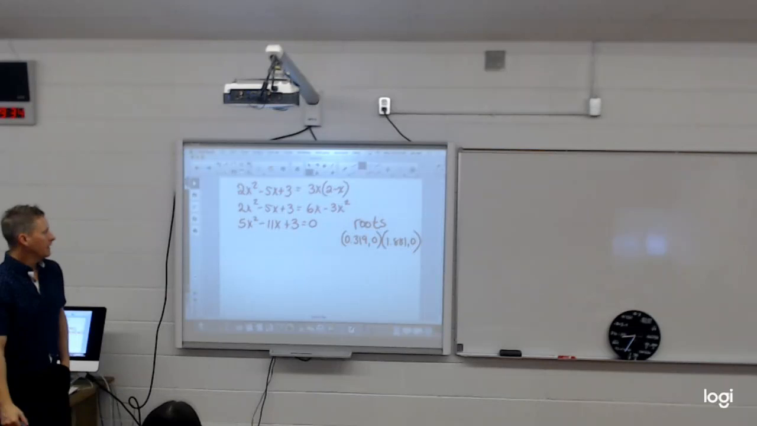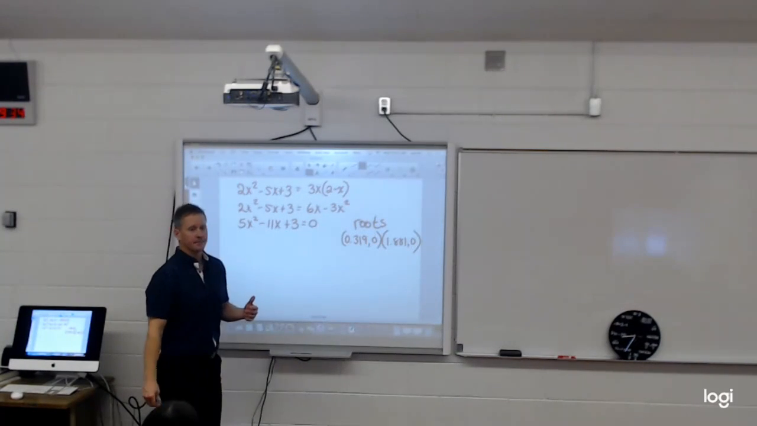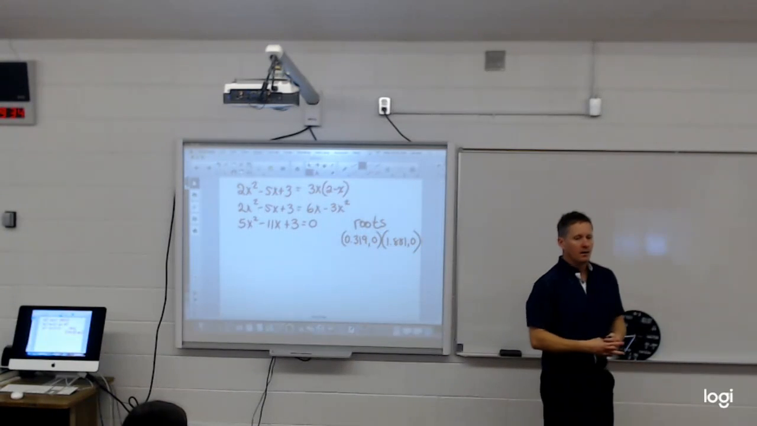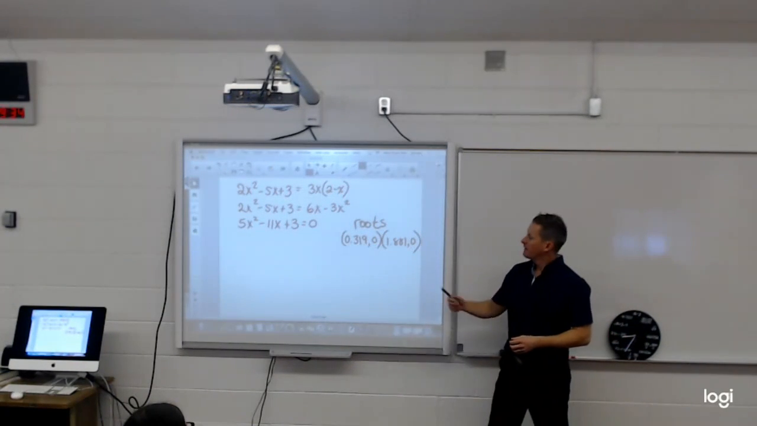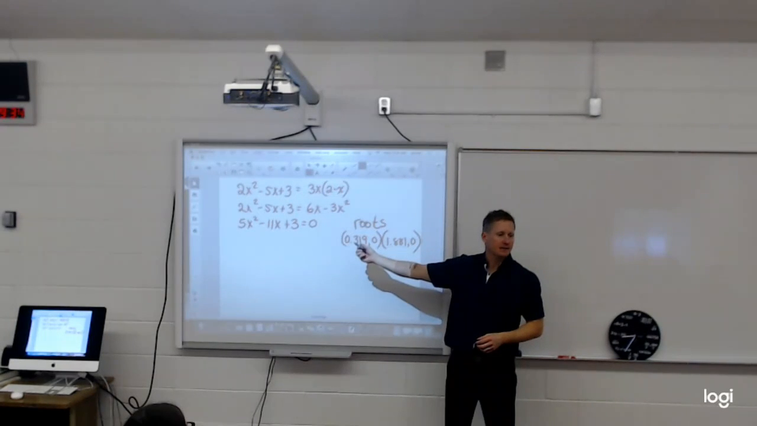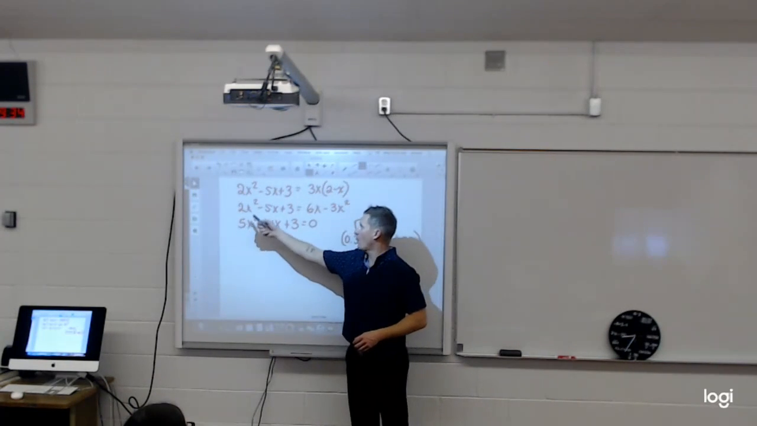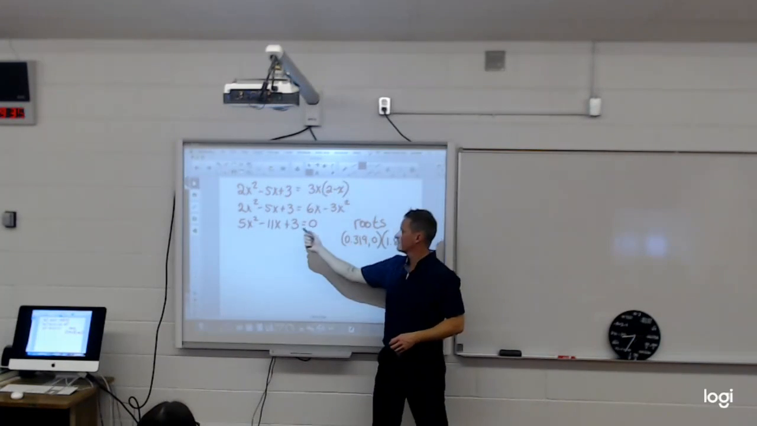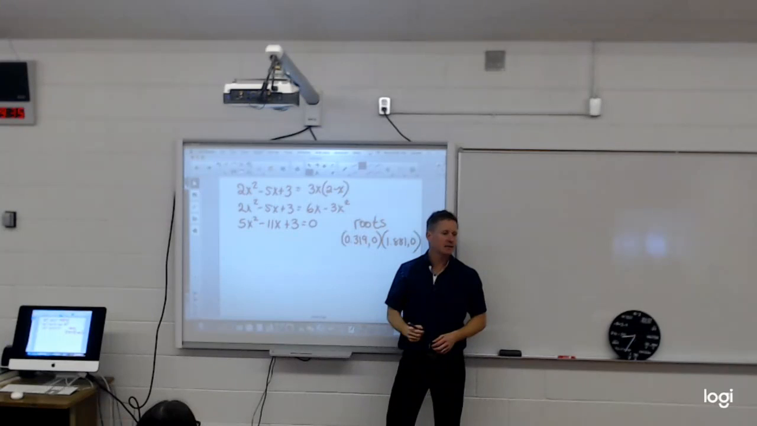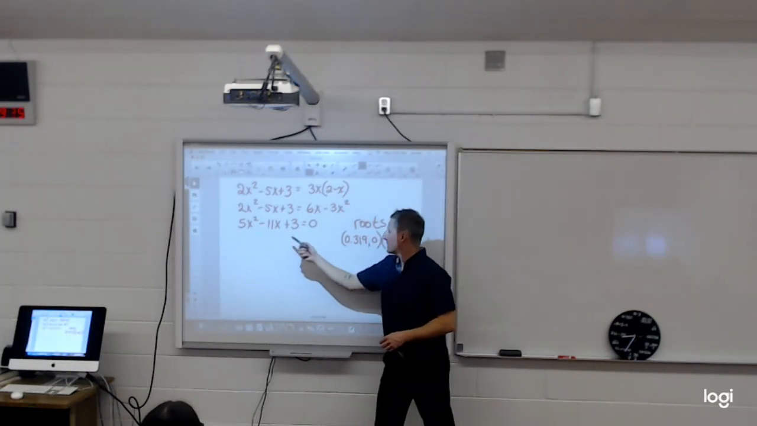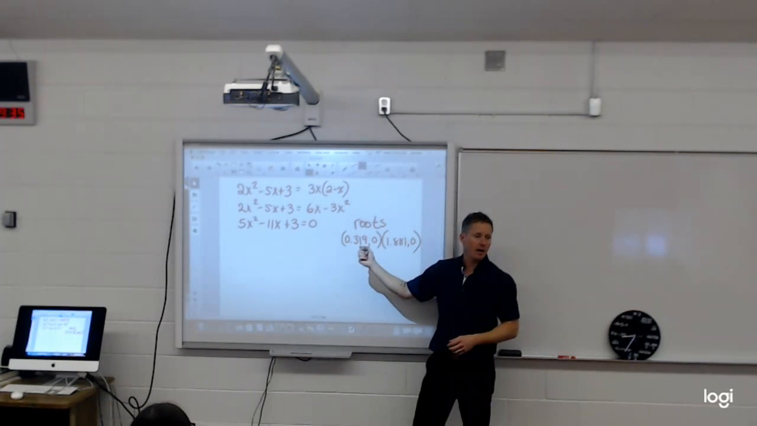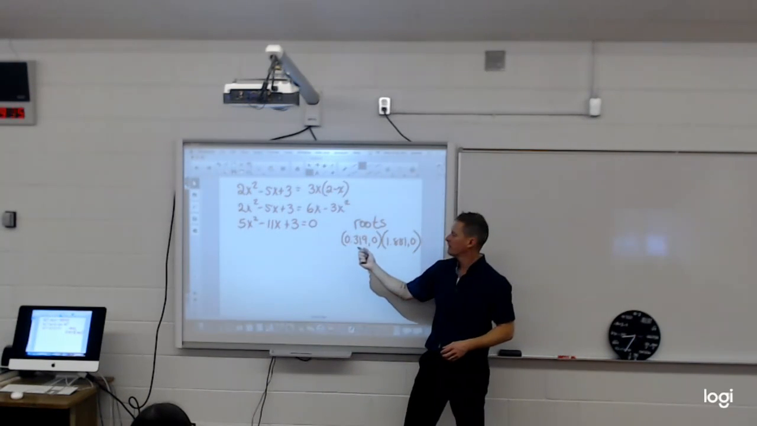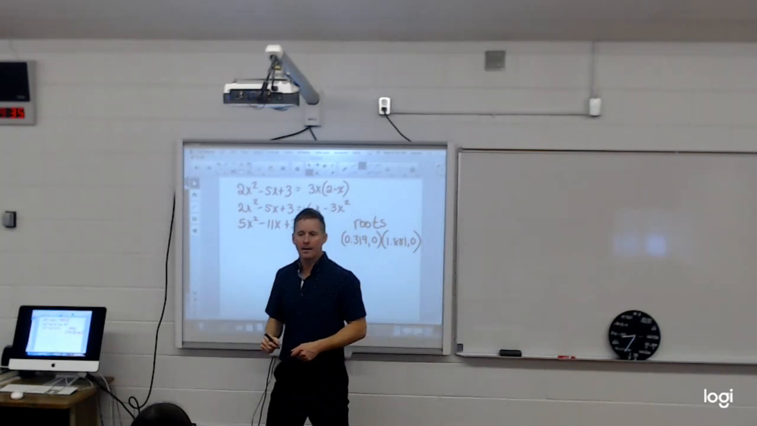I solved it. Now, here's the thing. I want you to pay attention here. What does that tell us? That tells us that if I put this in for x into this equation, or this equation for that matter, if I put it in for x, the left side is going to equal the right side. So if I go 5 times 0.319 squared, subtract 11 times 0.319, and add 3, I'm going to get it equal to 0.